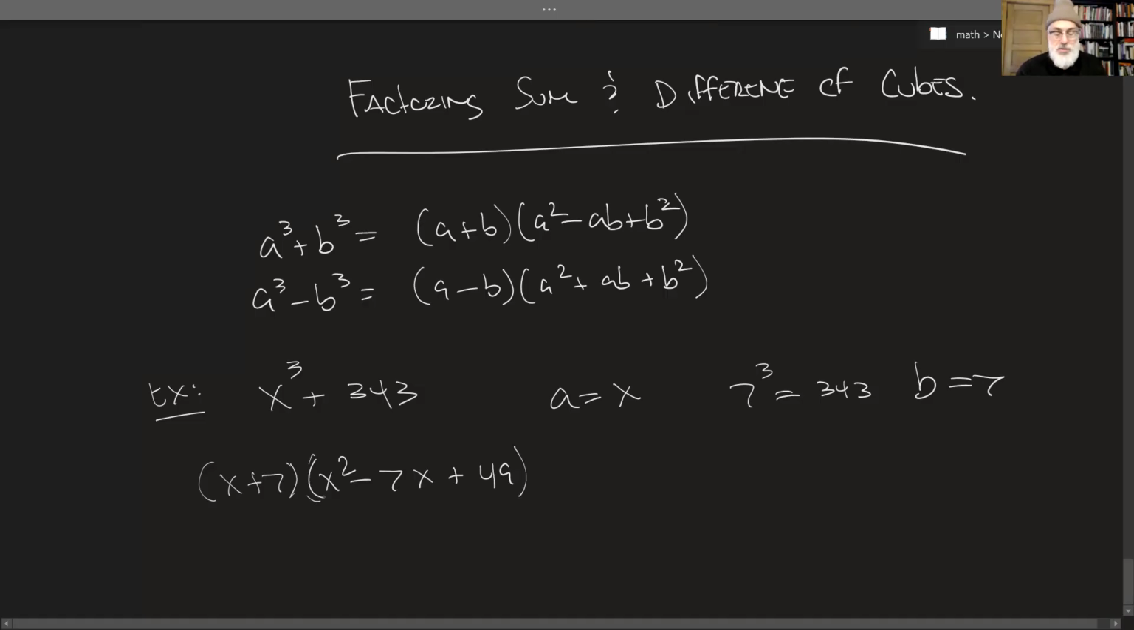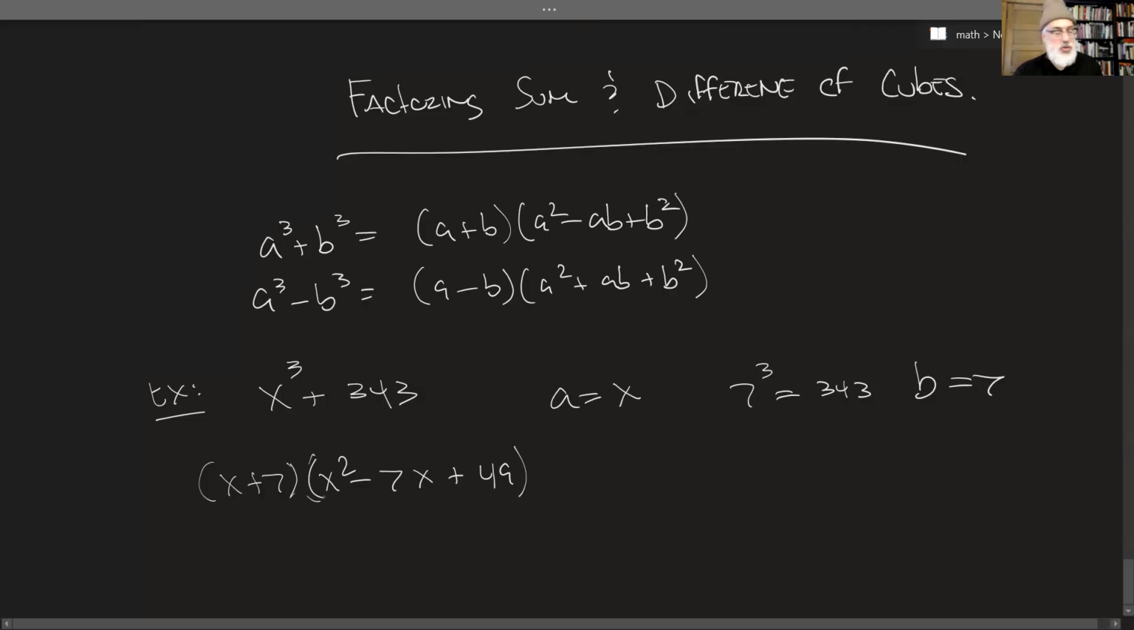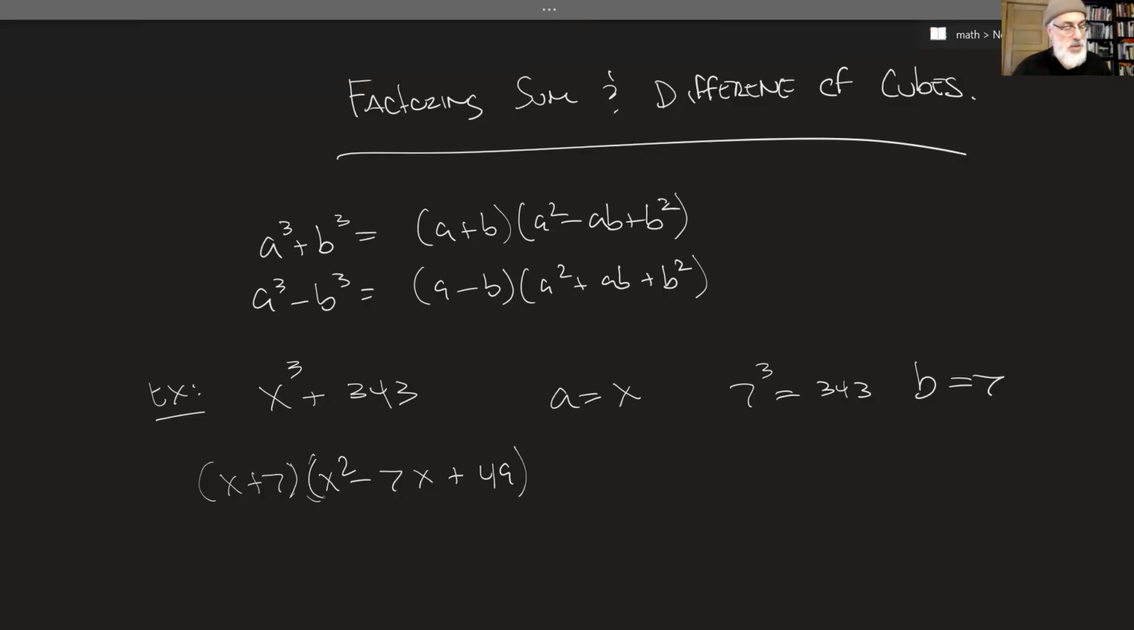Now, we would ask ourselves, can we factor x squared minus 7x plus 49? With what we've just learned, no. We're going to say we're done. There are other ways we can look at that quadratic, but for now, let's just say we're good.